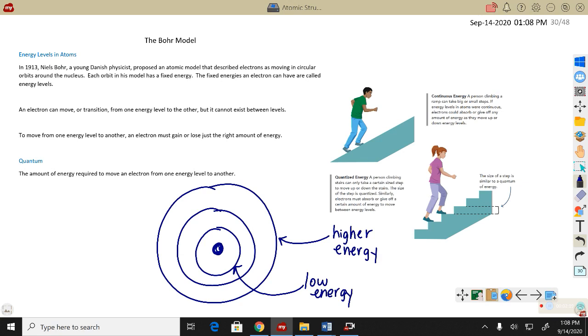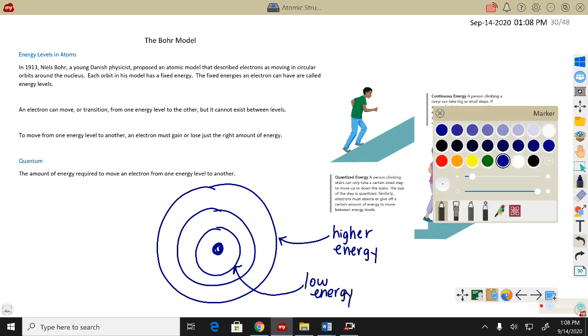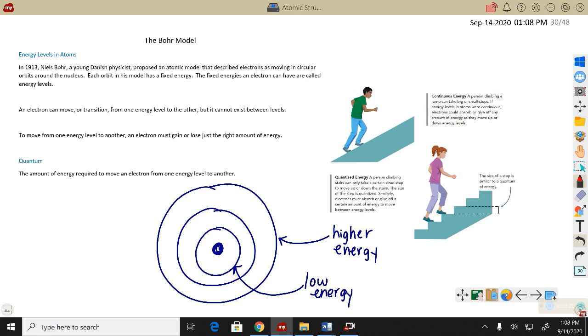We did mention that electrons can move. So just because you're an electron in energy level 1, it doesn't mean that you're in energy level 1 for life. An electron can move or transition from one energy level to another, but it cannot exist in between energy levels. So you're in level 1, 2, 3. There's no energy level 1.5. You've got to be in a specific energy level.